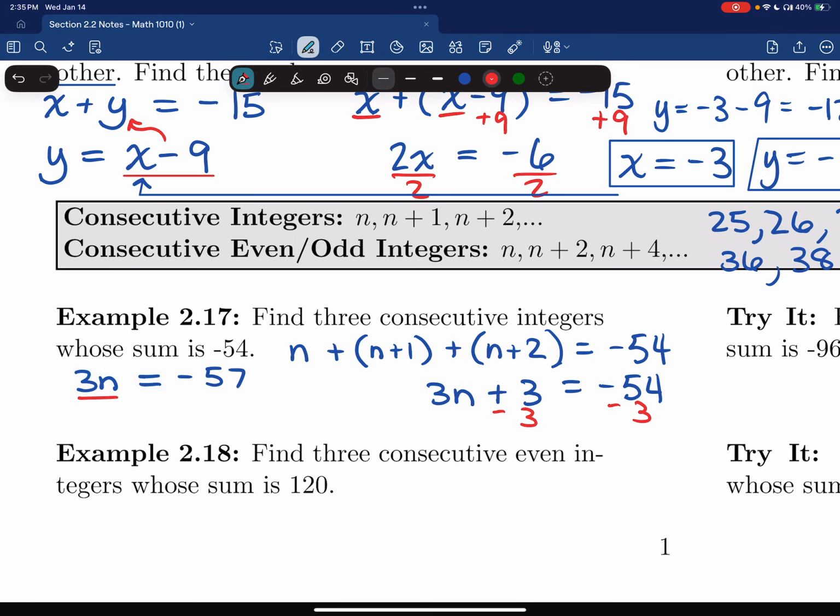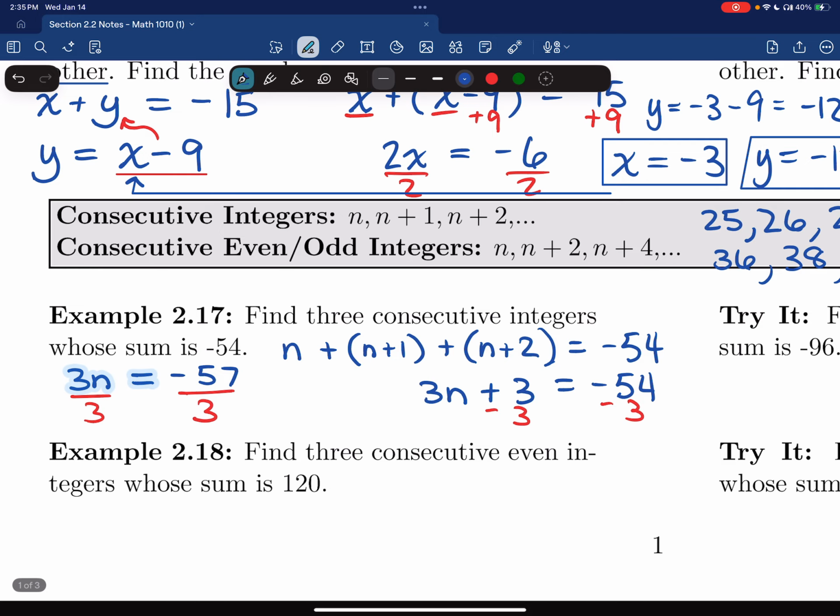I'll now divide by 3, and I find out that n is equal to negative 19. Okay, so I found the first integer. Now let's remember that, hey, that's what we were trying to find. We were trying to find n. Okay, we have found it.